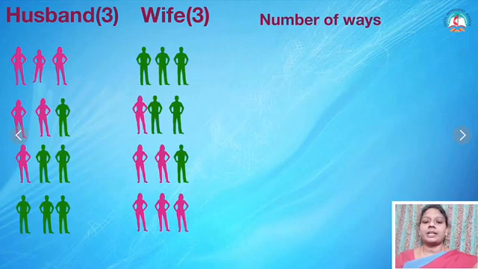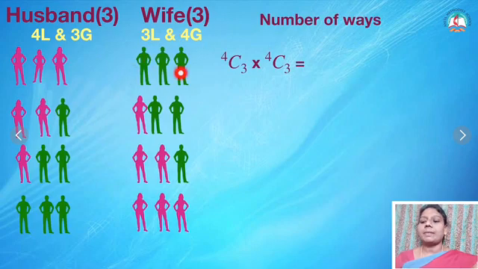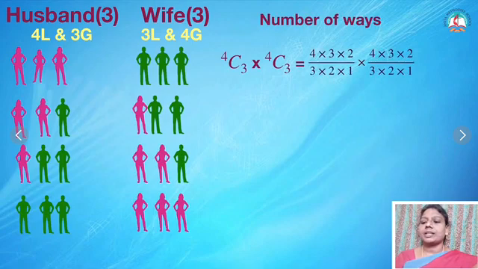Now we are going to find out how many ladies and gentlemen there are. There are 4 ladies and 3 gentlemen on the husband's side, and for the wife, 3 ladies and 4 gentlemen. Out of 4, I can select only 3. Therefore it will be 4C3 into, here also out of 4 I can select 3, 4C3. Now if I expand it, I can cancel certain things: 2 gets cancelled, 3 gets cancelled. Then my answer will be 4 fours are 16.